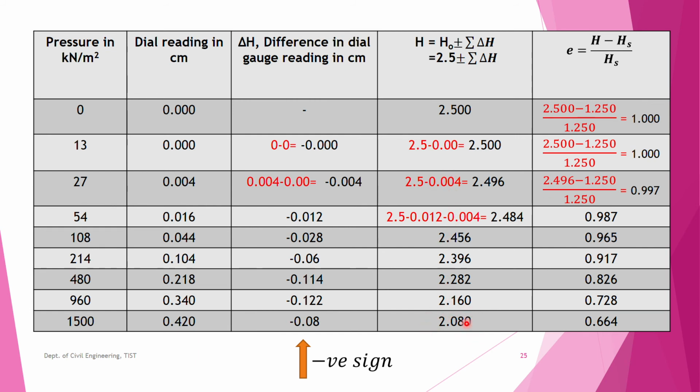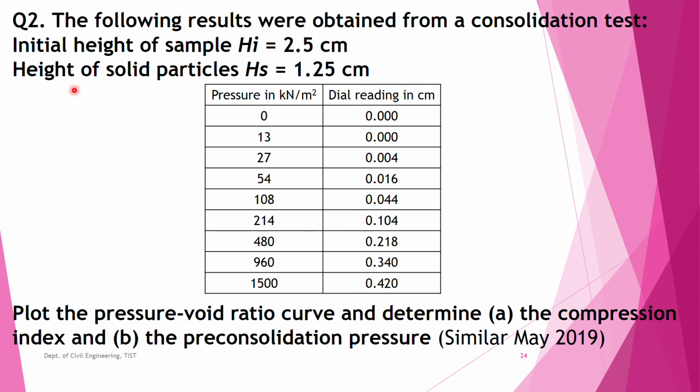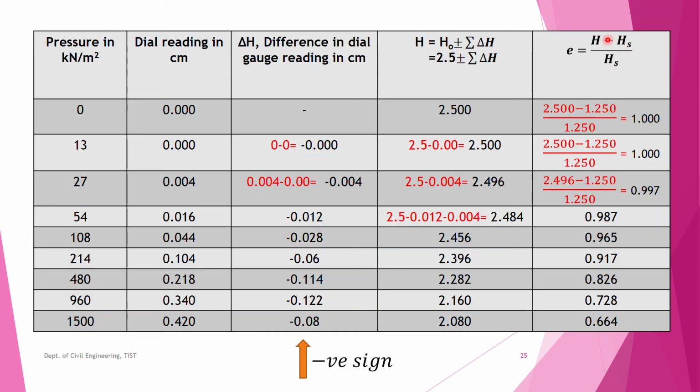Now how to get the final value? Here it will be 2.5 minus 0.08 minus 0.122 minus 0.114 minus 0.06 minus 0.028 minus 0.012 minus 0.004 minus 0, which is 2.080. Like that you can find the H value. Now the e value can be obtained using the formula (H minus HS) by HS. HS is already given in the question, it is 1.25. H is already obtained, so (H minus HS) by HS can be computed. In the first case, (2.5 minus 1.25) by 1.25. Like that, you can find the e value.